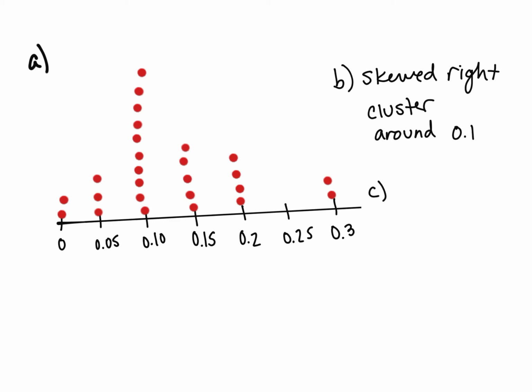C says to describe the variability, meaning where it starts and where it ends. So you're going to say something about how the spread is from 0 to 0.3 in part C.